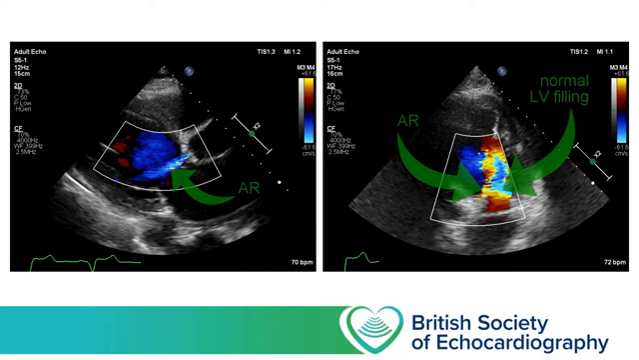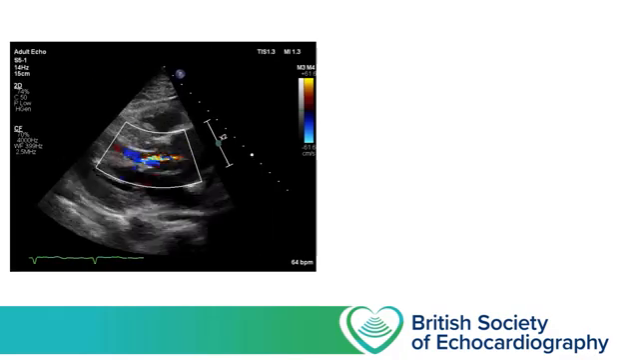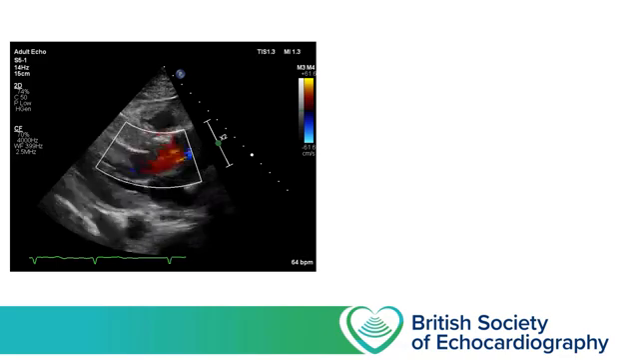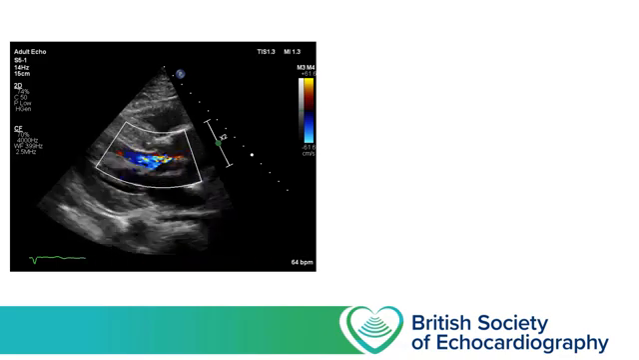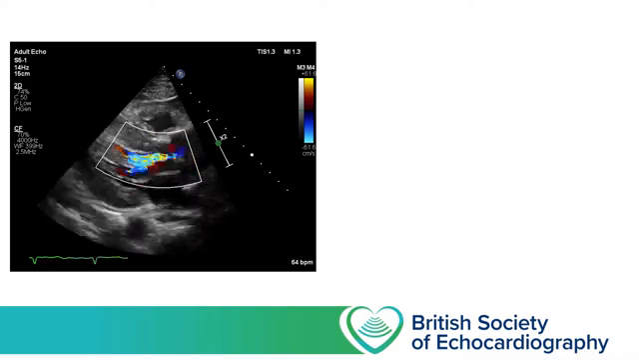This AR was considered to be mild and not related to the patient's changing condition. This next set of images are taken from a gentleman in his mid-60s who presented with acute pulmonary edema. Here in the parasternal long axis view, we can see a jet of aortic regurgitation that arises centrally and is directed centrally through the left ventricular outflow tract.